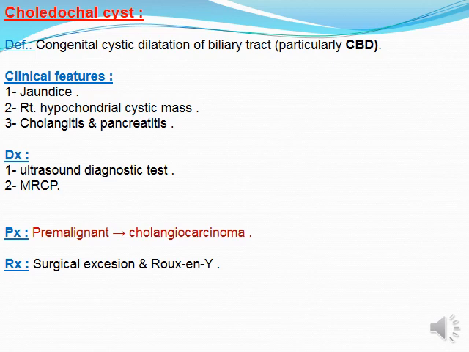Diagnosis: 1 ultrasound is a very good diagnostic tool. 2 MRCP, that is magnetic resonance cholangiopancreatography. Treatment: because it is premalignant, leading sometimes to cholangiocarcinoma, surgical excision is the treatment of choice with Roux-en-Y. Surgical excision is the treatment.